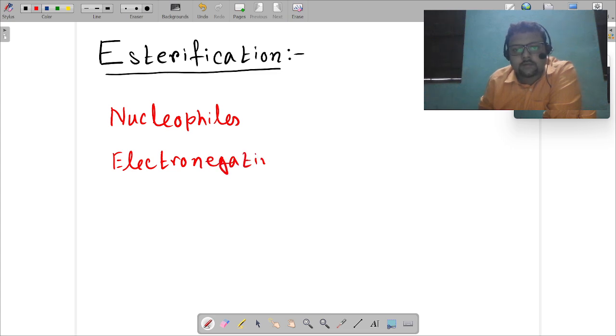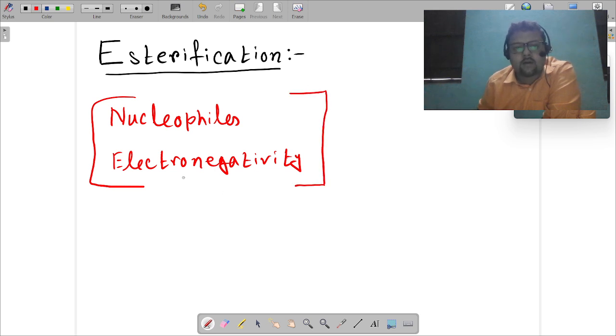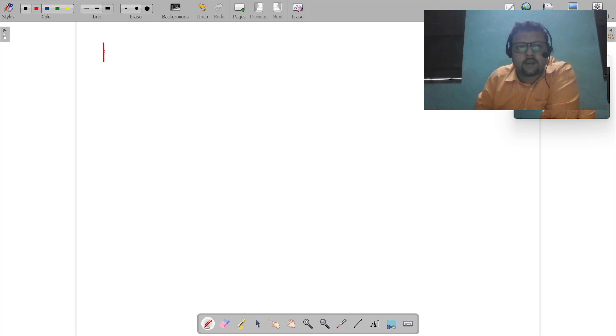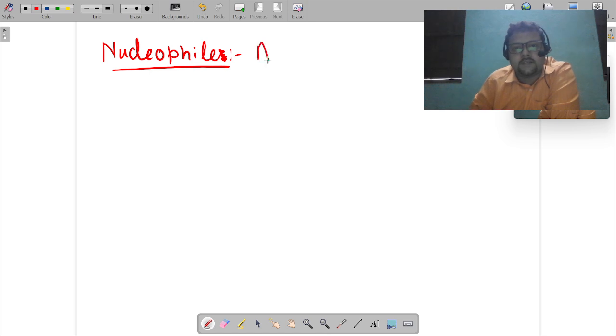The terms nucleophile and electronegativity are originally present in the 11th standard as per the CBSE syllabus, but we need to at least know about them before we can dive into the mechanism of this esterification reaction. So without further delay, let's start with the term nucleophiles. What does this term mean? To put it in simple words, a nucleophile means a species.